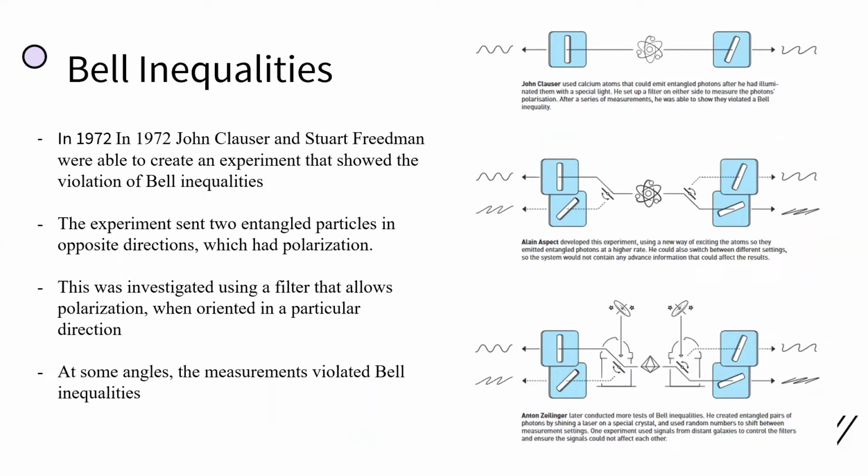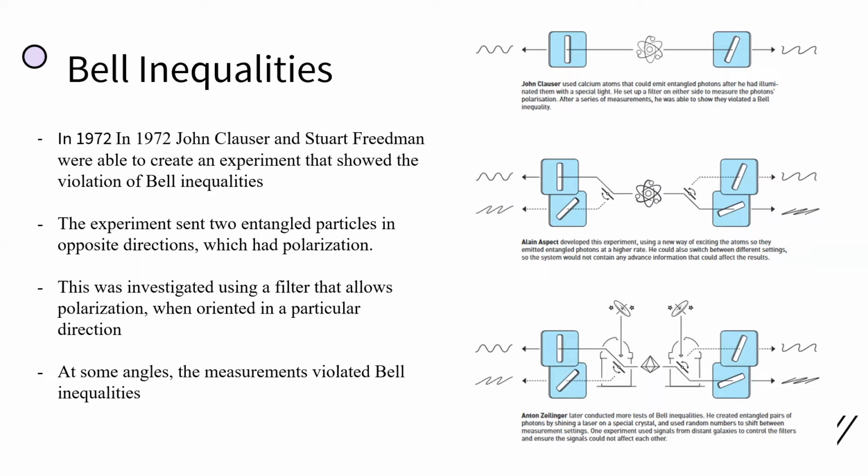Okay, so some more information on quantum entanglement is Bell inequalities. In 1972, John Clauser and Stuart Freedman were able to create an experiment in which they showed the violation of the Bell inequalities. The experiment sent two entangled particles in opposite directions, which have polarization. When the particles are emitted, their polarization is undetermined, and all that is certain is that they have parallel polarization. This was investigated using a filter that allows polarization when oriented in a particular direction.